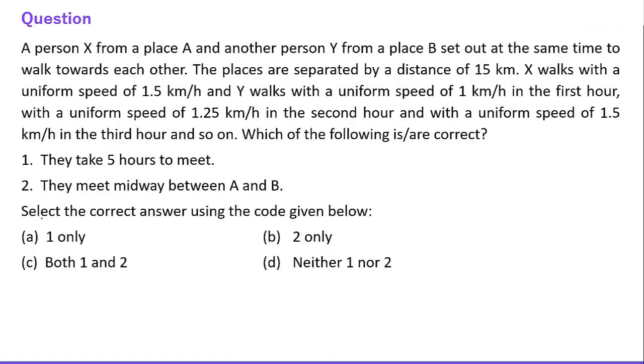X walks with a uniform speed of 1.5 km per hour and Y walks with a uniform speed of 1 km in first hour and with a uniform speed of 1.25 km in the second hour and with the uniform speed of 1.5 km per hour in third hour and so on. Okay, fine. So every hour, Y is increasing his speed by 0.25 km per hour. Right? Okay, fine.